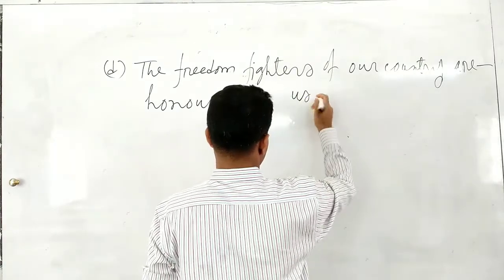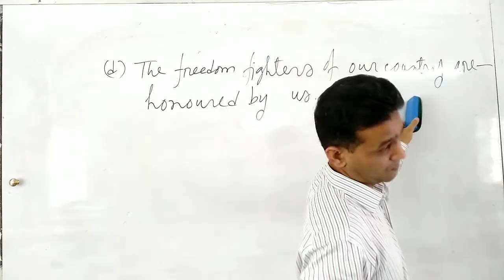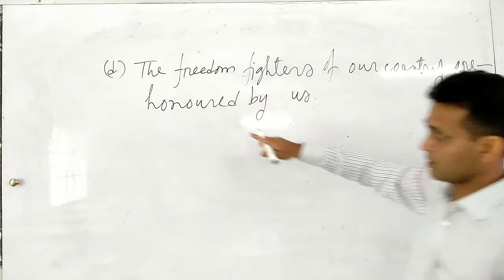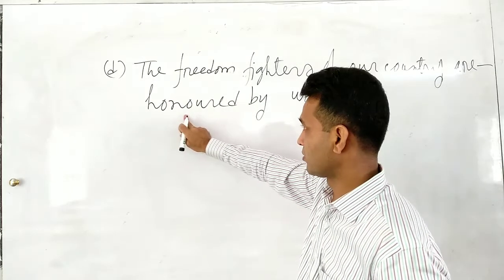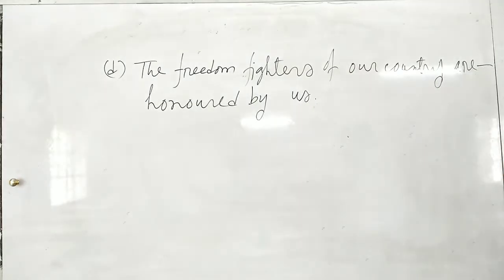Okay, in this sentence, the freedom fighters of our country is the subject of the sentence. Then I have used an auxiliary verb are. Then I have put the gap. Then I have used the principal verb honored by us, by the subject. Okay. What can we use in this case?